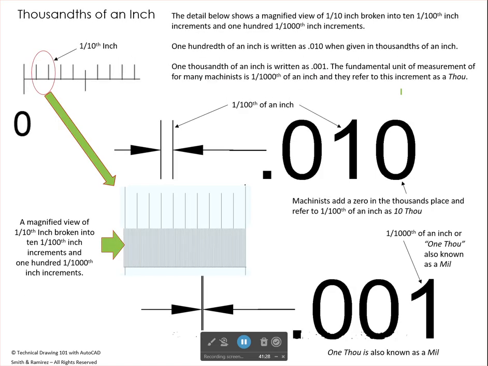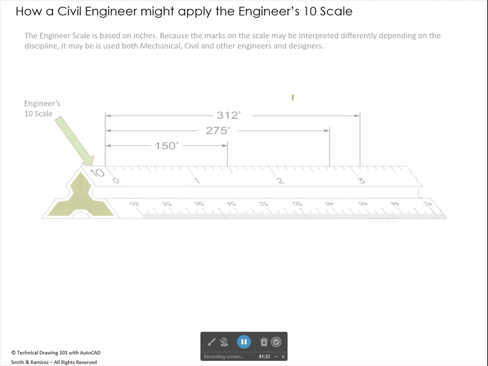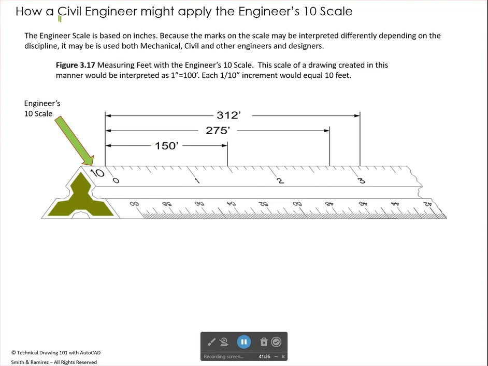Now I'm going to skip through this part because we're going to come back and talk about thousandths and all that kind of stuff later when we start talking about dimensioning. But I do want to show you that a civil engineer can pick up that same scale and say that each of these marks right here, instead of being 1/10 of an inch, is 10 feet. And so to a civil engineer, that same 1.5 that we saw a second ago could read as 150 feet. And this point right here could read as 312 feet, 275 feet. So, engineers can interpret this scale differently. A mechanical engineer might see those as tenths of an inch. A civil engineer could say, well, each mark is 10 feet. If they wanted, they could say each mark is 100 feet, each mark is 1,000 feet, and that would determine the scale of the drawing they were making.